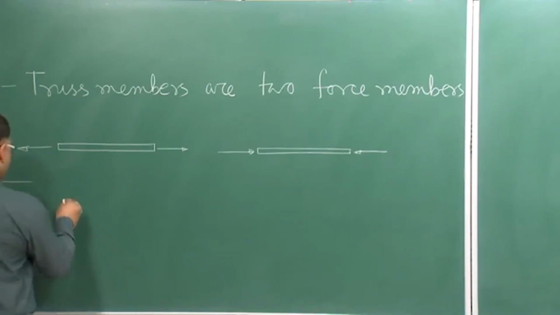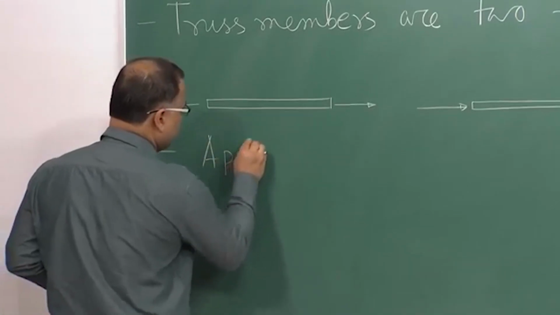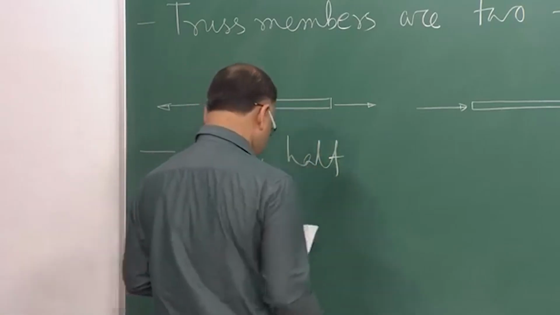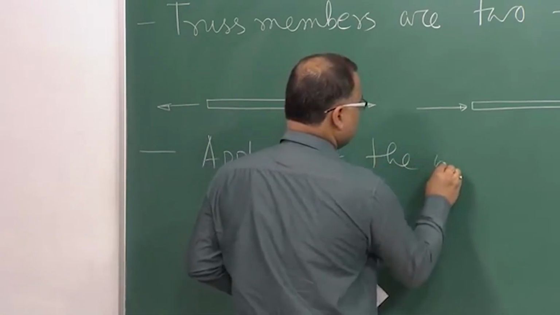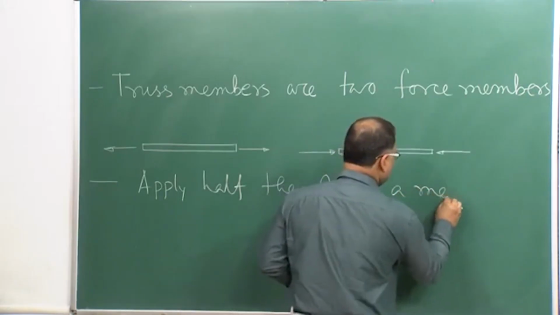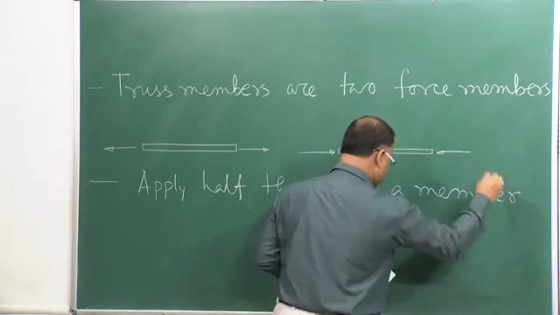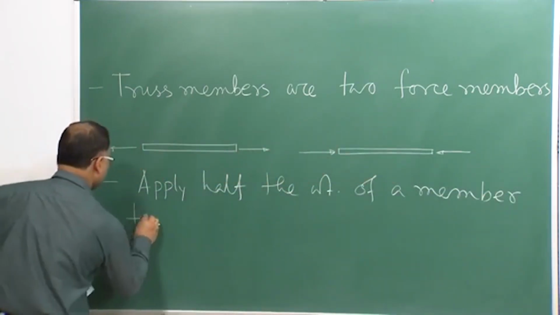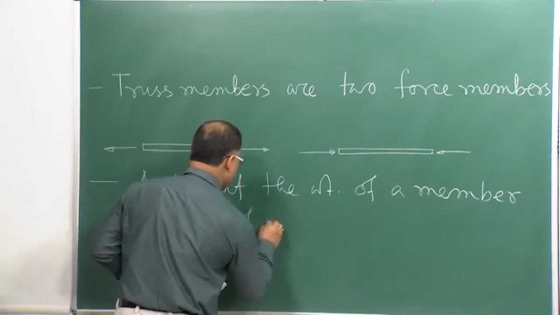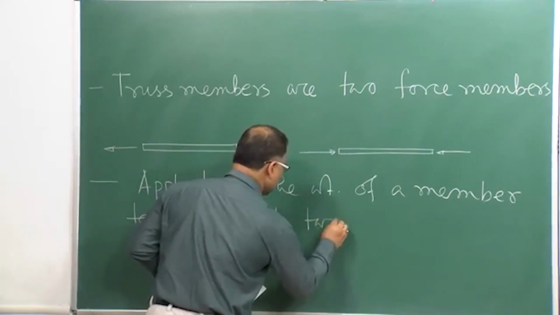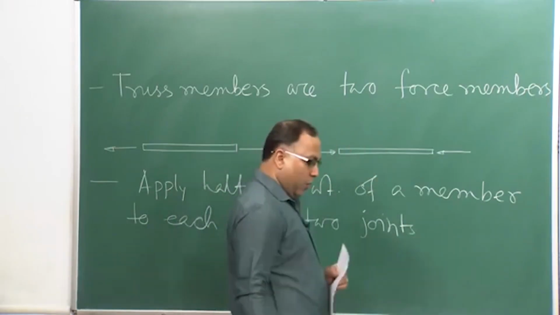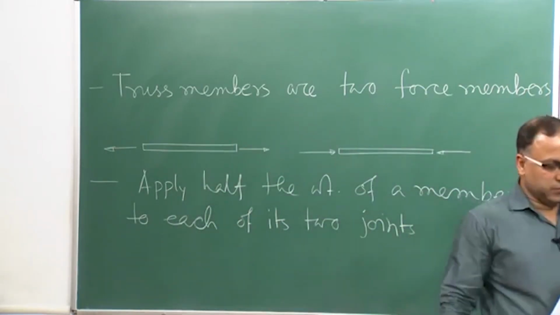Then the next point is: apply half the self weight of a member to each of its two joints. Now, we need some discussion for this.